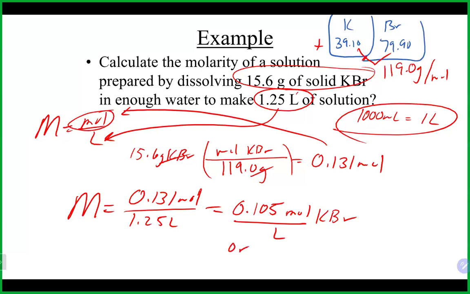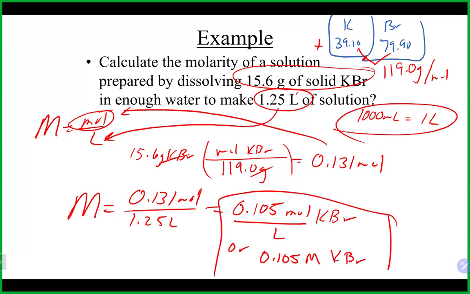Or if you wanted to, once the calculation is done, you can put it back in as just a capital M and write KBr. So those are two ways that you can leave the answer. Either way is okay. Any questions on that calculation? So again, very common: grams to moles using the molar mass, and also, like I said, milliliters to liters using that 1,000 to 1 conversion.